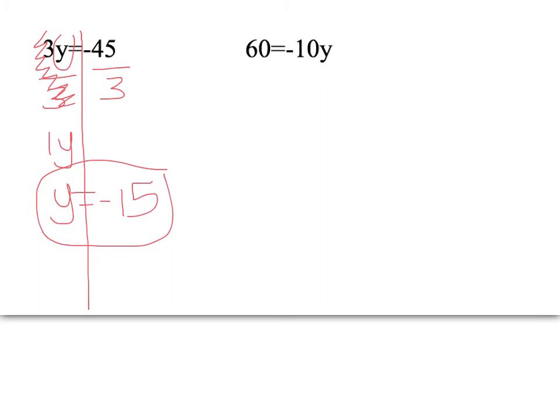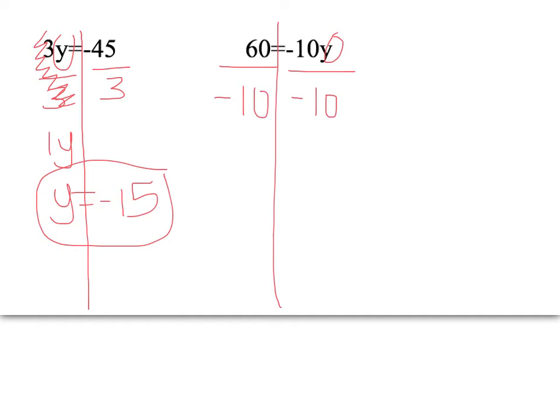Second example, draw a line down your equal sign. In this case, y is on the right. I'm going to leave it there, which means anything else that's on this side of the line I'm going to move. So I'm going to move the negative 10. This is not a minus 10, this is a negative 10 times y. The opposite of times is divide, so I'm going to divide by negative 10.